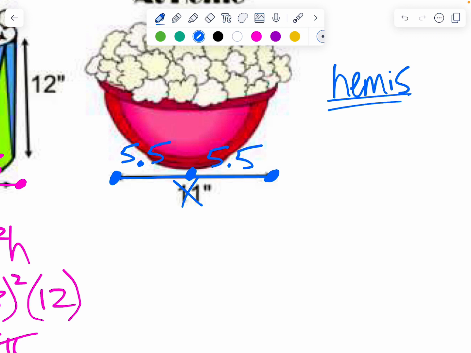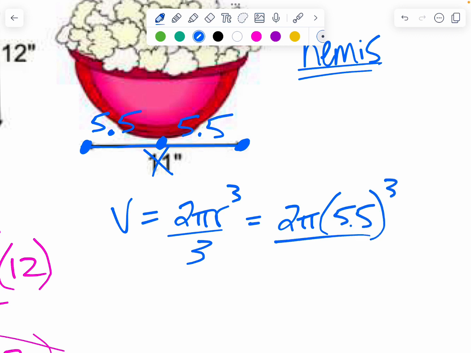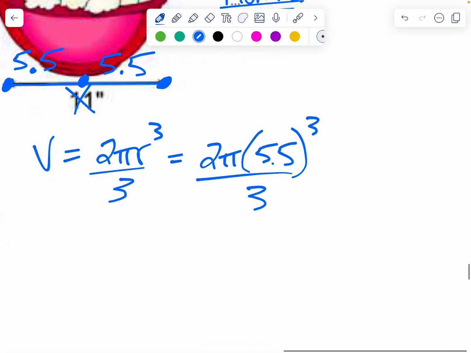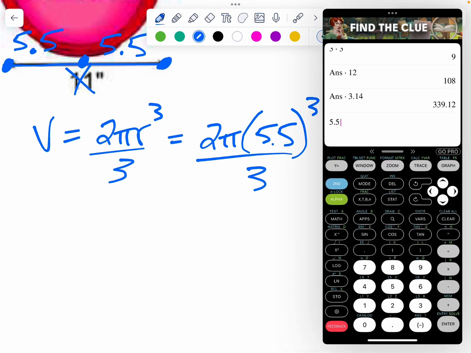Okay, so I'm going to use the volume of the hemisphere formula, which is 2 pi r cubed divided by 3. Be careful about that formula. The radius I'm plugging in is 5.5, and don't forget to raise it to the 3rd power. How do I do that in the calculator? I'm going to do 5.5 times 5.5 times 5.5. That's how to do the 5.5 to the 3rd. Then I'm going to multiply by 2 and divide by 3. Times 2, divide 3, enter.